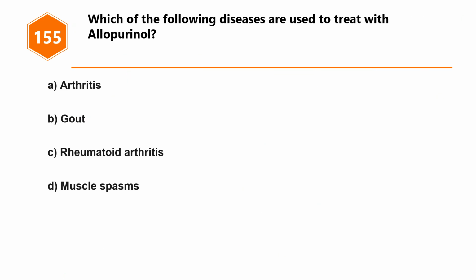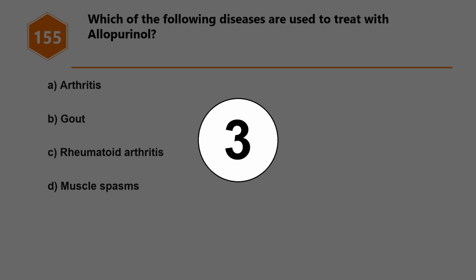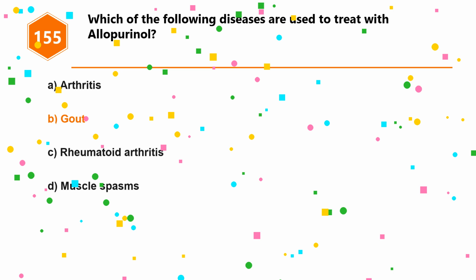Question 155. Which of the following diseases is treated with allopurinol? Option A, arthritis. Option B, gout. Option C, rheumatoid arthritis. Option D, muscle spasms. The correct answer is option B, gout.